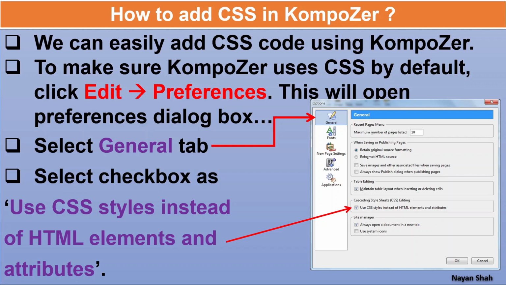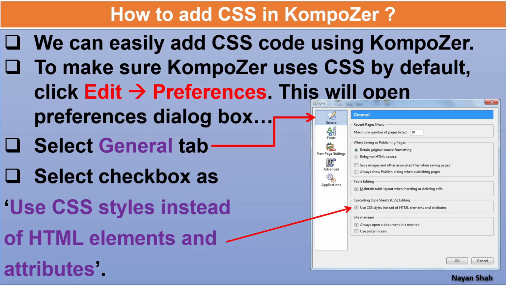To make sure Composer uses CSS, generally it is by default using CSS only, but just to make sure that nobody has changed that setting, we need to go to the Edit menu, and from the Edit menu of Composer we select Preferences. As you click on Preferences, you will see the dialog box which is shown on this screen, that is the Options dialog box.